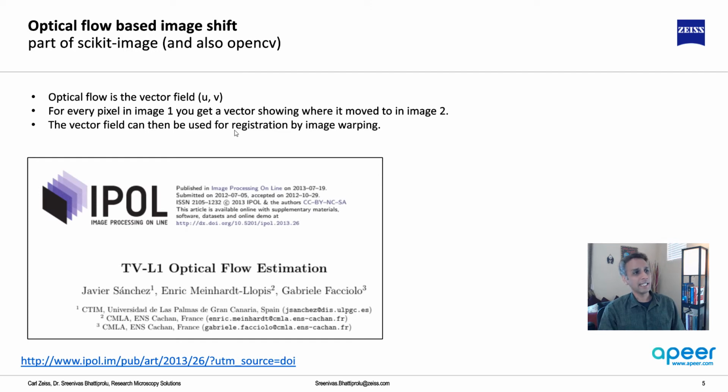The other one that's actually a bit advanced is optical flow based image shift. And this is a part of scikit-image. You can also find it in OpenCV. Basically the output of this when you apply it is a vector field. In simple English terms, at every pixel, you get a value of by how much it moved in X and Y. At every pixel, that's it. Okay, so you have to apply these pixel to pixel.